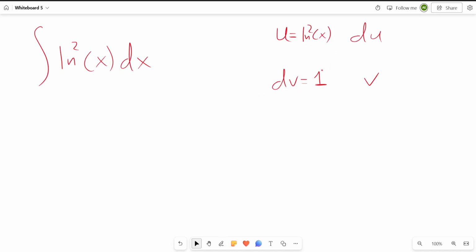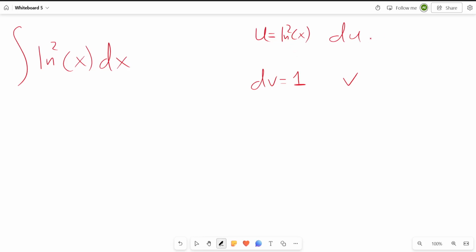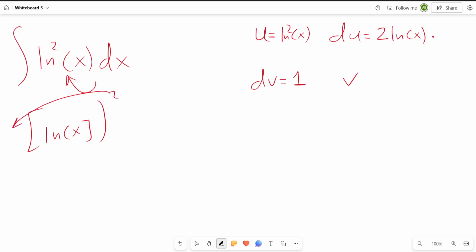When I differentiate ln squared of x, I use the chain rule, which I did a video on, so please click the top right hand corner if you want to check it out. It's going to be 2 times ln of x, because we reduce the power from 2 by 1, so it becomes power 1, and then we multiply by the differentiation of what's inside.